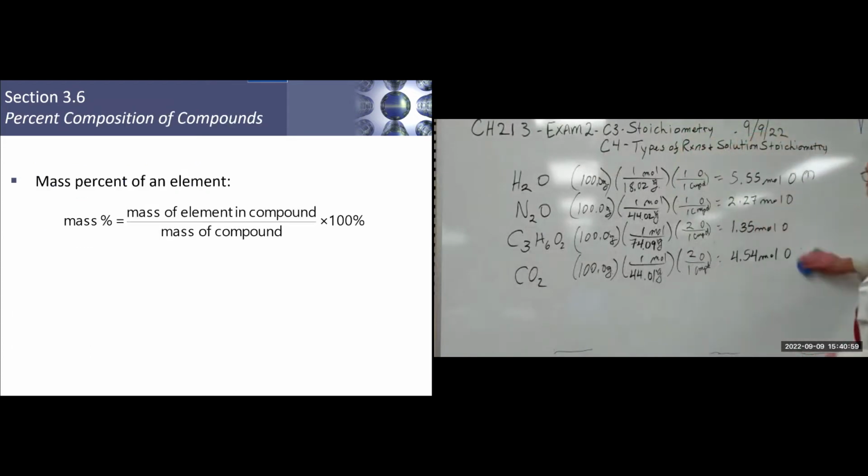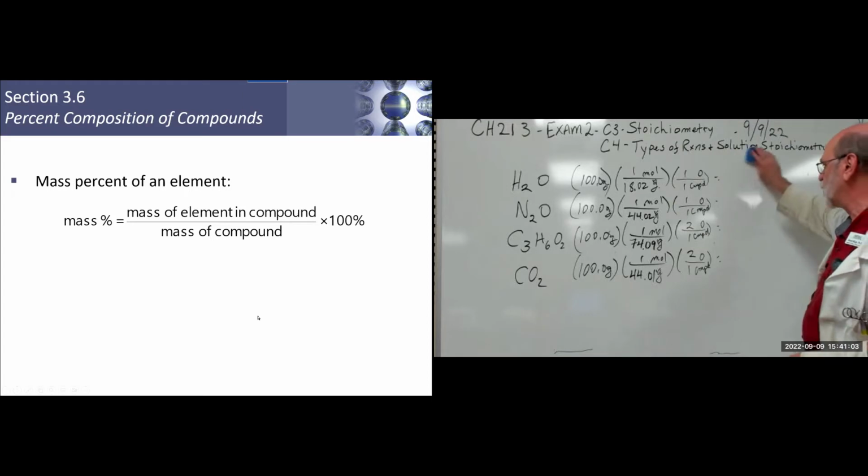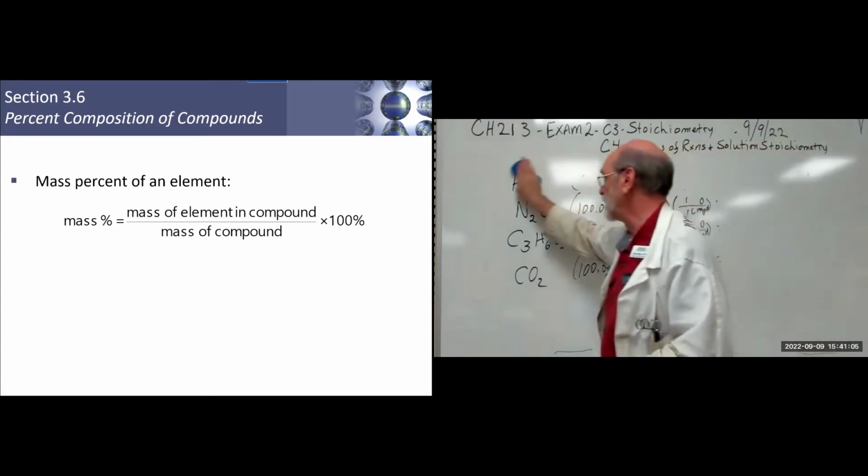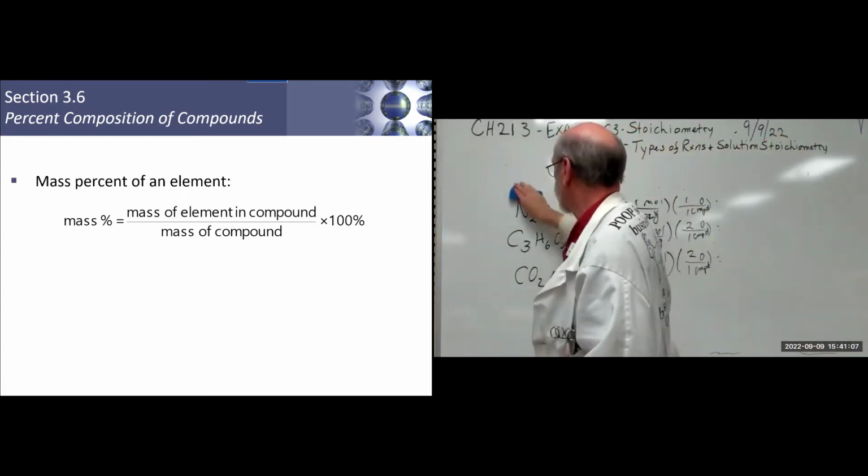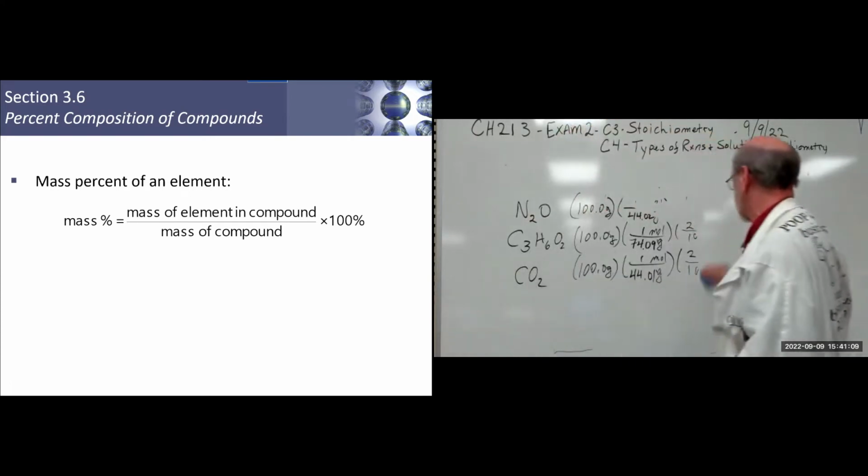When bench chemists analyze a compound, they've got to make sure the compound is pure first, of course. But once they've purified the compound, then they want to know what the elemental composition is.